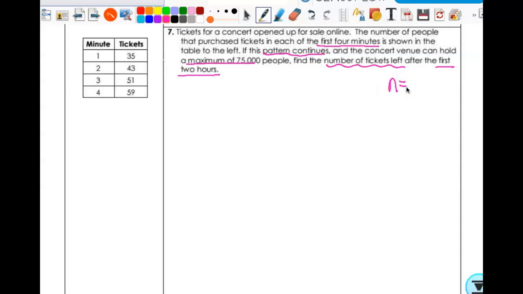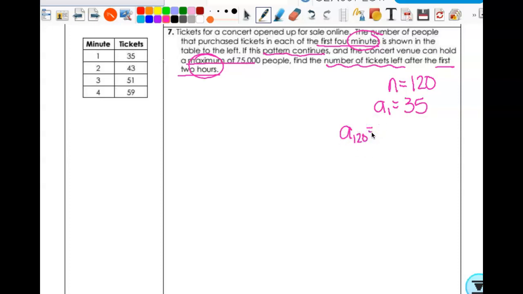So what would my n be, do you think? Is it going to be 2? No, because this is done by minutes, and it's asking about hours, so I have to use 120, right? Always pay attention to your units. So your first term, in the first minute, 35 tickets were sold. Clearly this wasn't Taylor Swift, right? And then I need A sub 120.